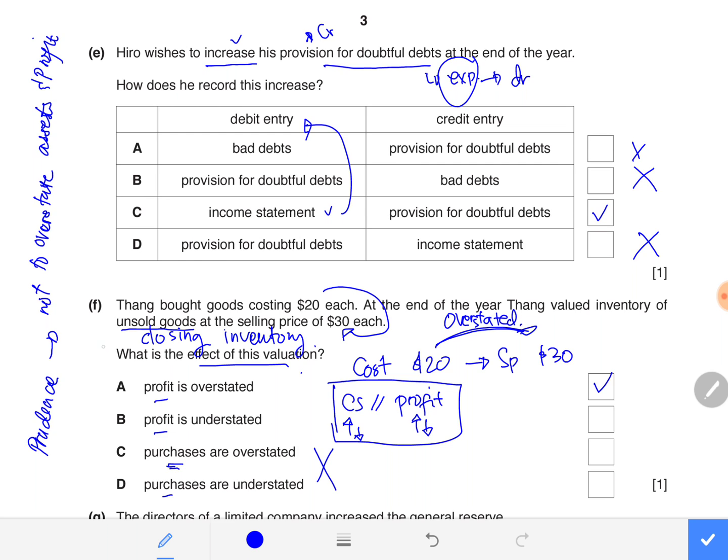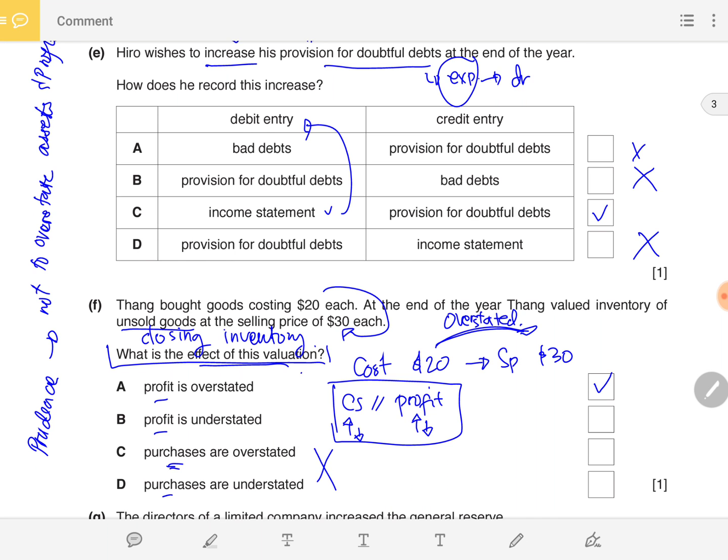Now you have to be careful with the questions. Sometimes the questions ask what is the effect of correcting these errors or this valuation. If the question is like that, you have to make a correction, which will make the profit decrease or increase. Based on that question, your answer must be profit is decreased. So you have to be careful on the questions. What does it want?